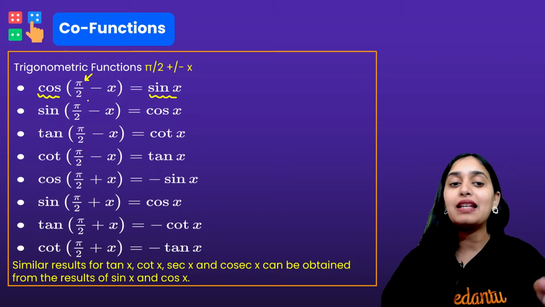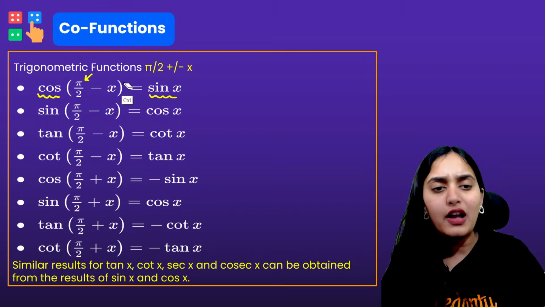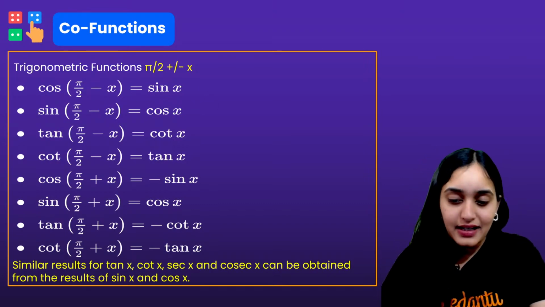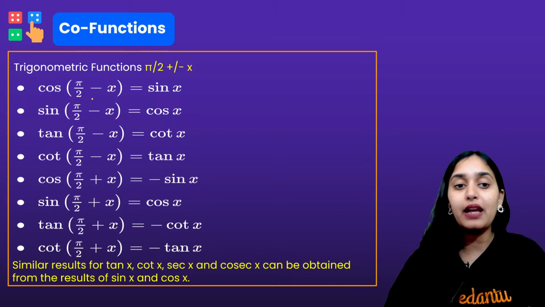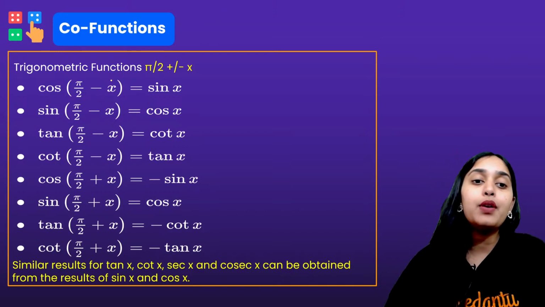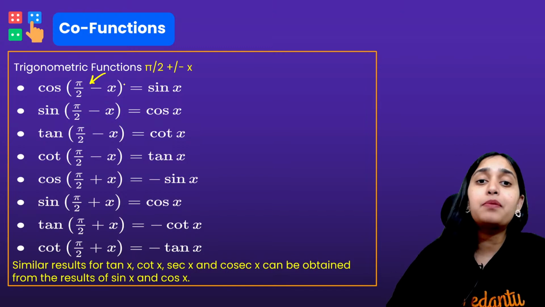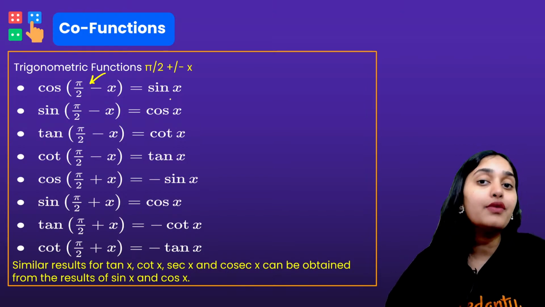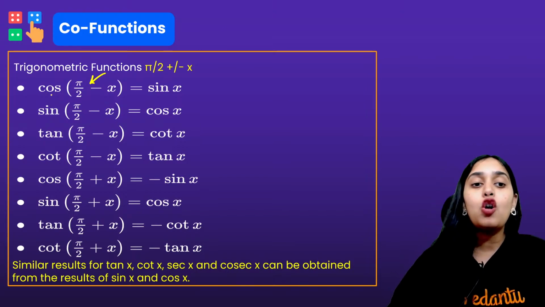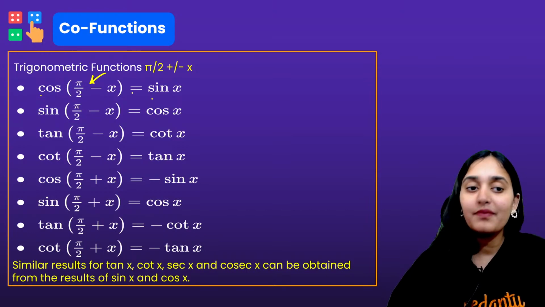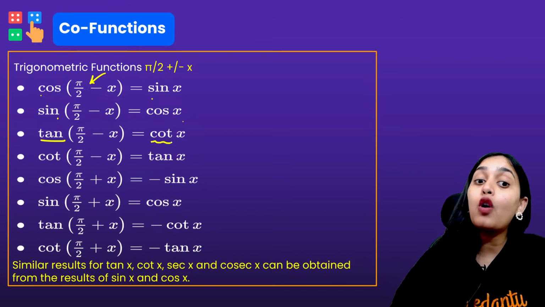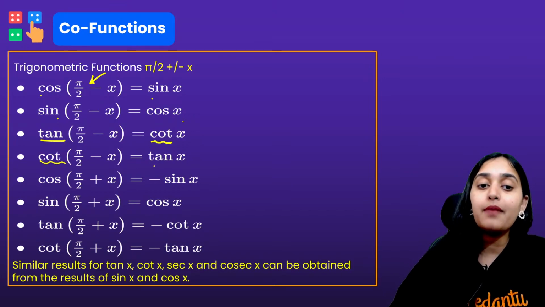Cos becomes sine, sine becomes cos, but not always. Let's understand the rule here. Whenever I am subtracting the angle from 90 degree, cos becomes sine, sine becomes cos, tan becomes cot and cot becomes tan.